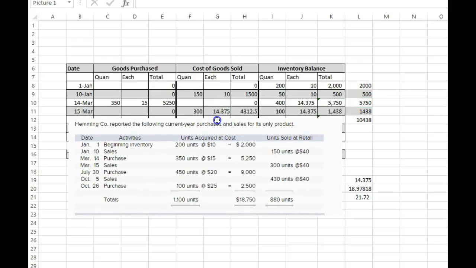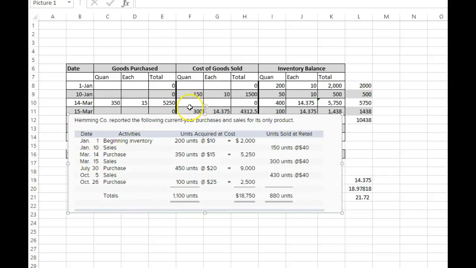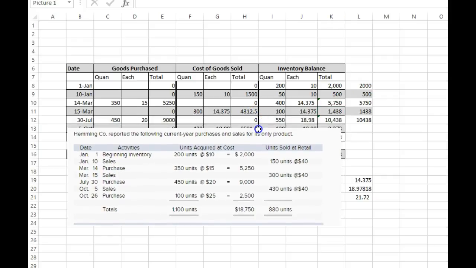Now when we come down here and I sell 300, so I've sold 300. They cost $14.375, so this is my cost of goods sold. I now subtract this 300 I sold from my 400 to get 100, and multiply that out times the cost to come up with the total in inventory of $1,438. It's a little bit easier. We're not worrying about levels now, are we?